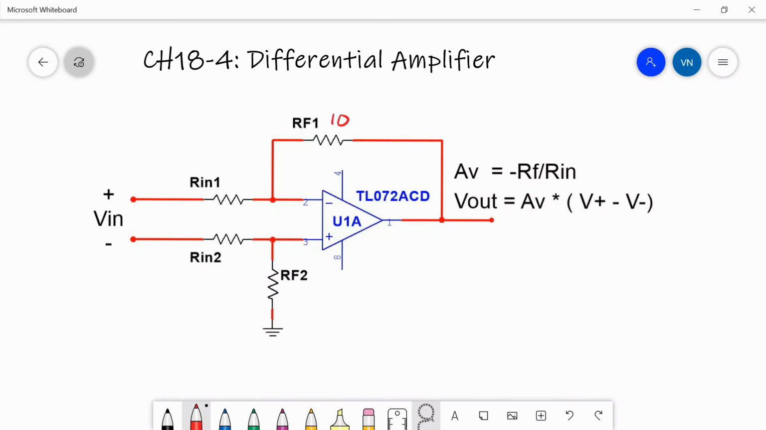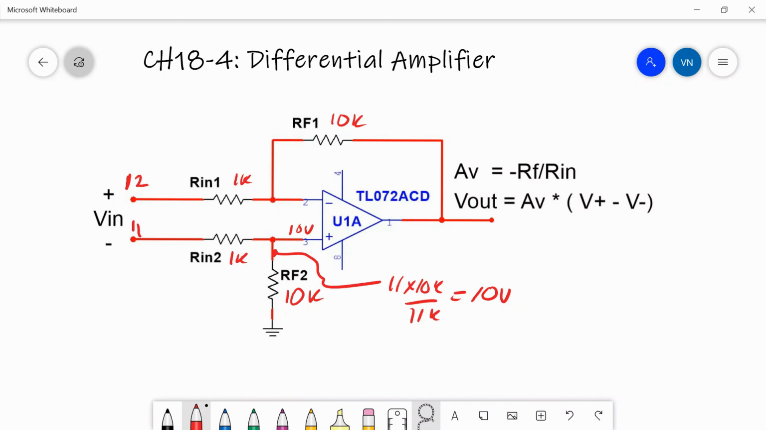Let's say this is 10K for the feedback resistors and 1K for the input resistors. And what I want to do is on the input voltage, I want to put voltages that give me a nice voltage divider. So if I put 11 volts here, then the voltage at this point would be 11 times 10K over 11K. So that's going to be a nice round 10 volts. And then I'm going to put a little bit higher voltage on this one. Let's put 12 volts.